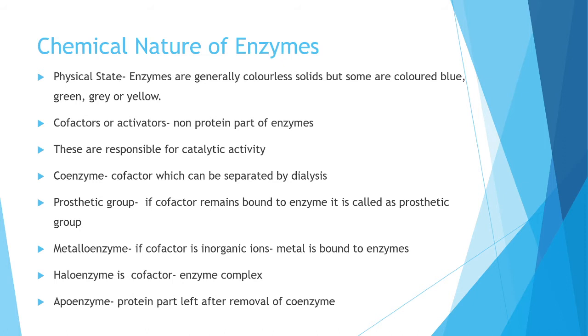In this slide, we saw three main terms: cofactors, and the different types of cofactors, that is coenzyme, prosthetic group, and metalloenzyme. The second one is holoenzyme, that is the cofactor enzyme complex. And the next one is the apoenzyme, that is the protein part left after the removal of coenzyme.